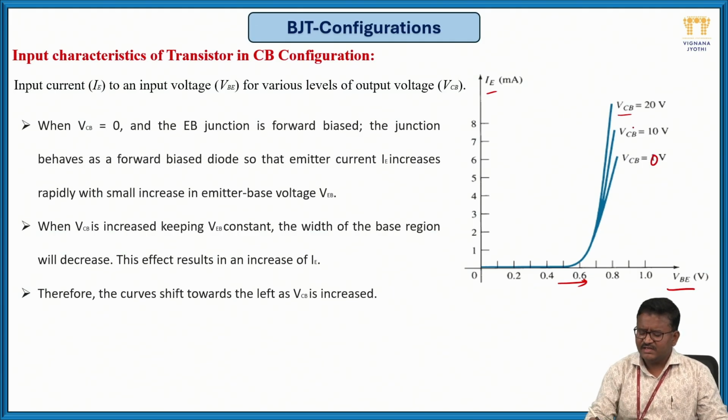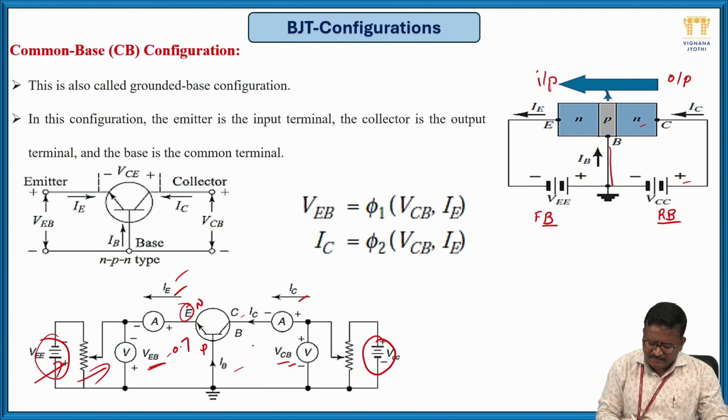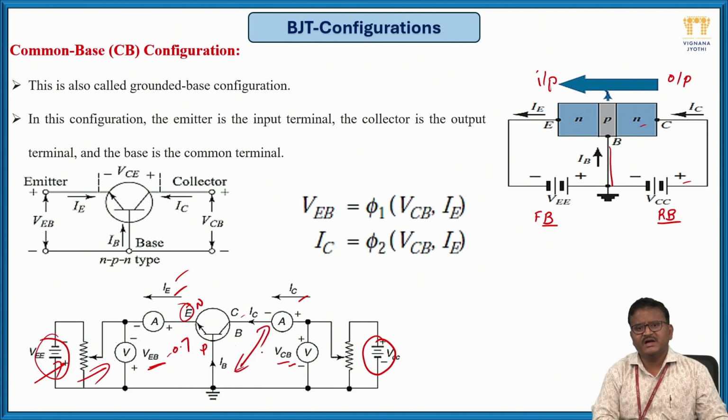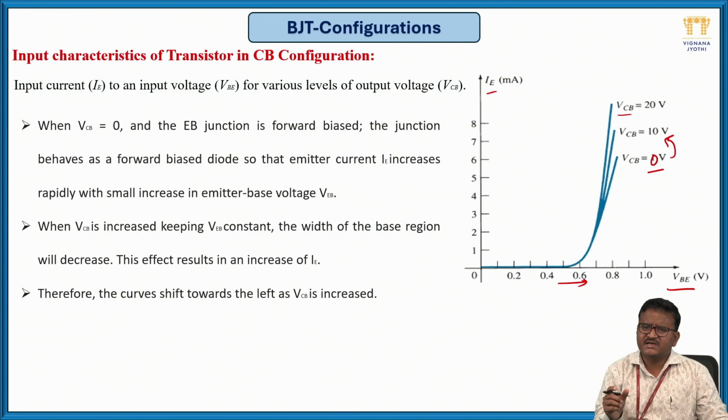Now what if we increase VCB? Initially we consider VCB equal to 0. Now it is increased to 10 volts. If I increase VCB to 10 volts, what is happening? What is VCB? It is the potential between collector and base. We are trying to make that collector junction reverse biased. As you increase the reverse biasing of the collector base junction, what will happen? The depletion width at the collector base increases.